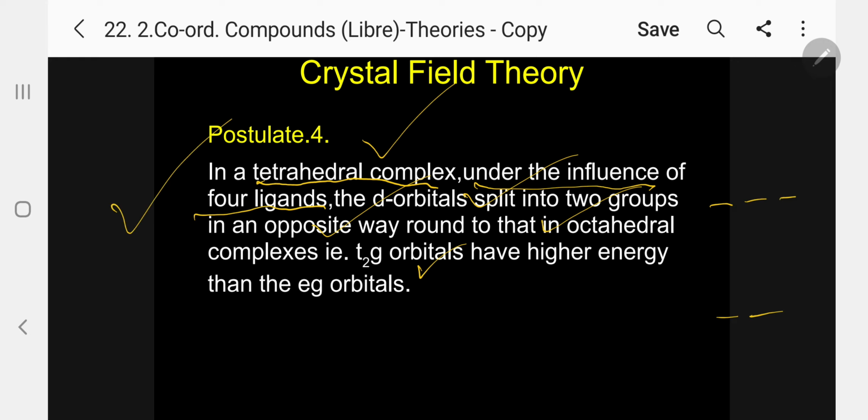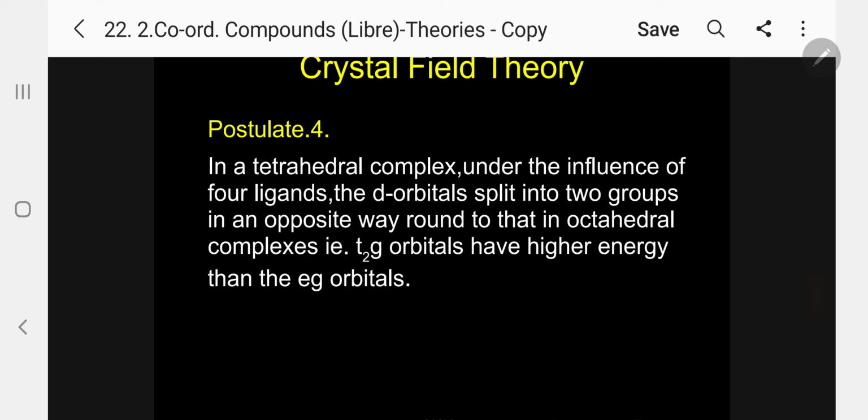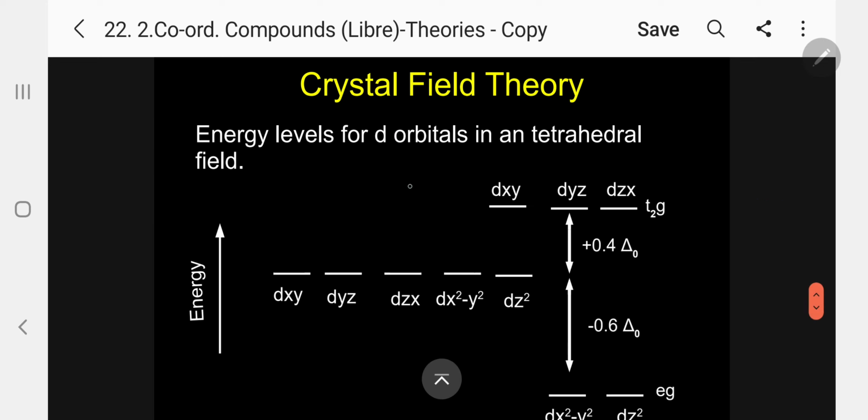That means in octahedral, EG higher, T2G below. In tetrahedral, reverse. Please follow. So this is the corresponding energy level for the d orbitals in a tetrahedral complex. This is the degenerate orbital in aqueous solution, but when you add ligand, it splits this way. Kindly follow now how the difference of splitting also varies.